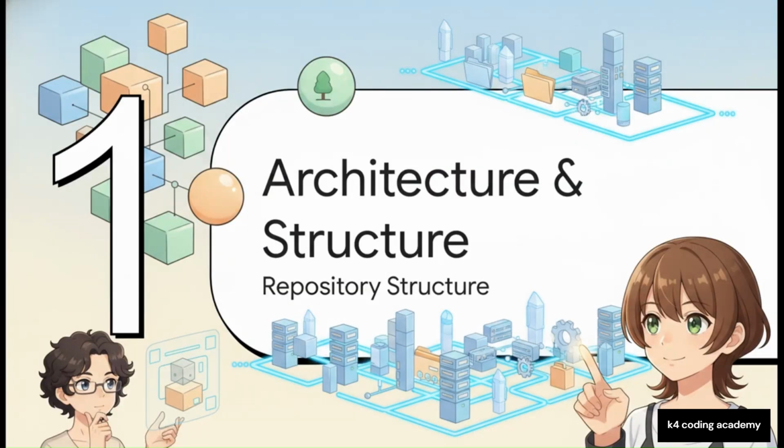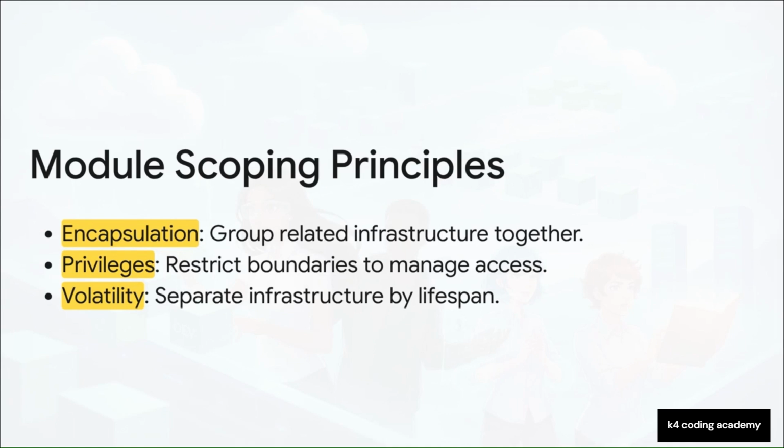All right, Section 1. Architecture and repository structure. Let's look at how we physically organize our code base to prevent total chaos. So, a properly scoped module shouldn't be some giant monolith that builds your entire VPC and databases in one go, nor should it be a useless micromodule that literally just creates a single tag.